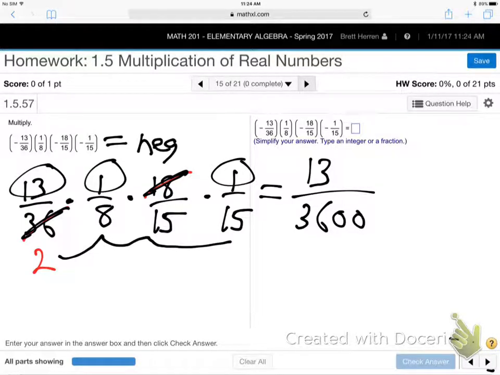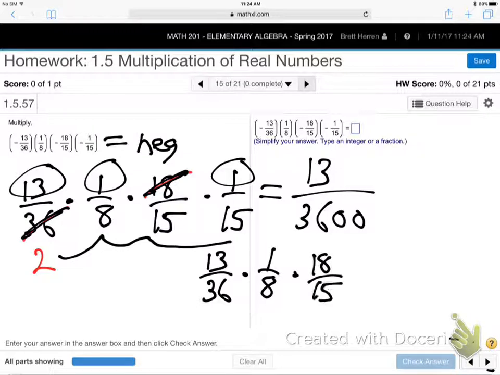Oh, I was going to show another way, wasn't I? Yeah, so I'll show you one other way to do this. But let me redo this one right here. So 13/36 times 1/8 times 18/15 times 1/15. So let me do it one more time. What if you didn't notice the 18 into 36 thing? Well, hopefully you would notice at the least that divide by 2, divide by 2. Or how about maybe the 8? Yeah, let me go back. I keep changing my mind. There's a million ways to do it, and any of them are fine.